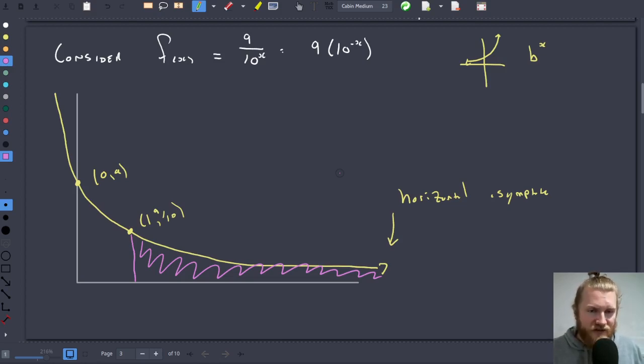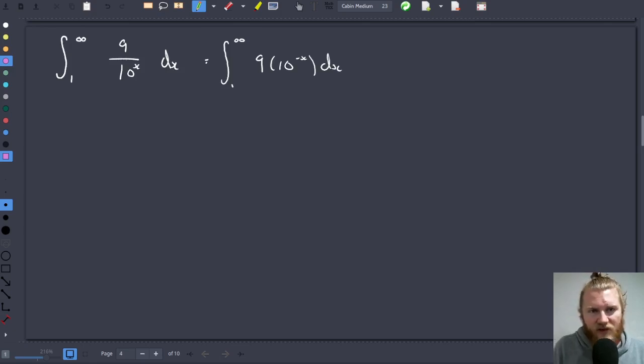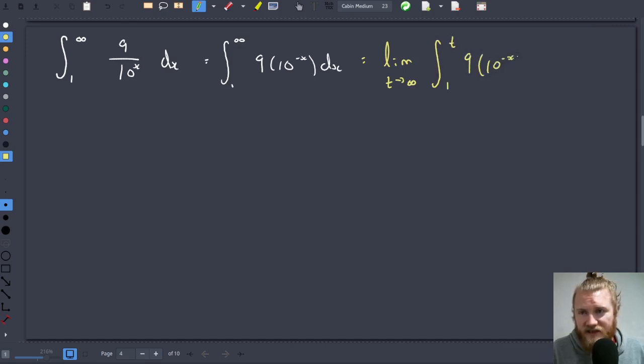Maybe our function doesn't go to the x-axis fast enough, right? And we had this kind of weird idea of what that really means. But really, we can just try and investigate what happens with the limit. So let's go ahead and do that. We know that what this really is is a limit, or maybe the way that we're going to think about it, a limit as t goes to infinity of the integral from 1 to t of 9 times 10 to the negative x dx.